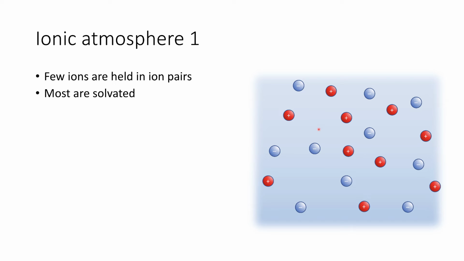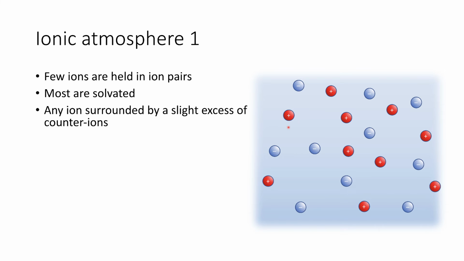But for any given area in this space, any one ion will be surrounded by a very slight excess of counterions. So if we take this one in the center, this positive charge, if we look at this cation and we draw a circle around it, we can see that there is a slight excess of the counterions. This is something we call the ionic atmosphere.